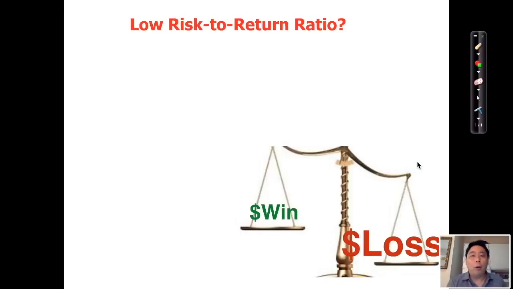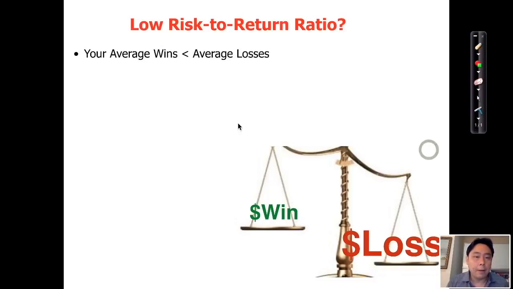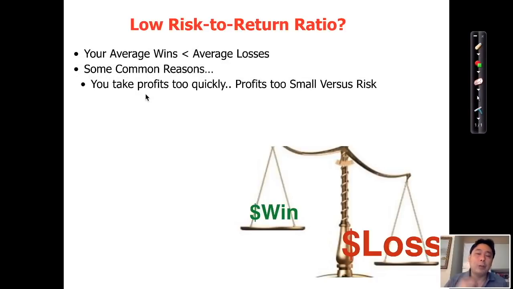Now, what if your problem is a low risk to return ratio? In other words, what if your average losses are bigger than your average wins? What's the reason why? So again, these are common reasons why. Okay? So the first reason why this happens is probably you take profits too quickly. And this is a very common mistake that many traders make.